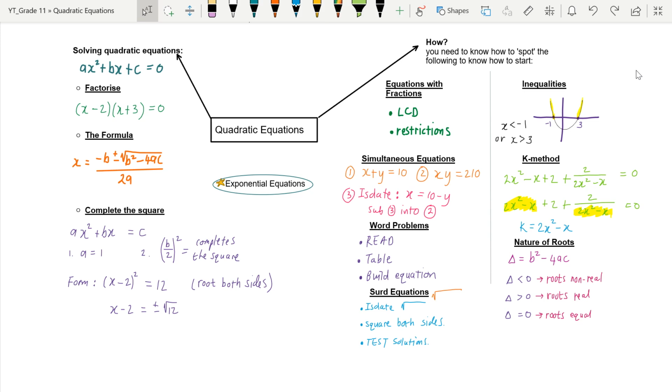This section is all about refreshing your memory on your quadratic equations. Now, if we look at this concept map, it might seem like a lot. So let's just work through it together so that you know exactly what to expect from this section. And if you can visualize this, everything that you need to know in this section will be on this page.